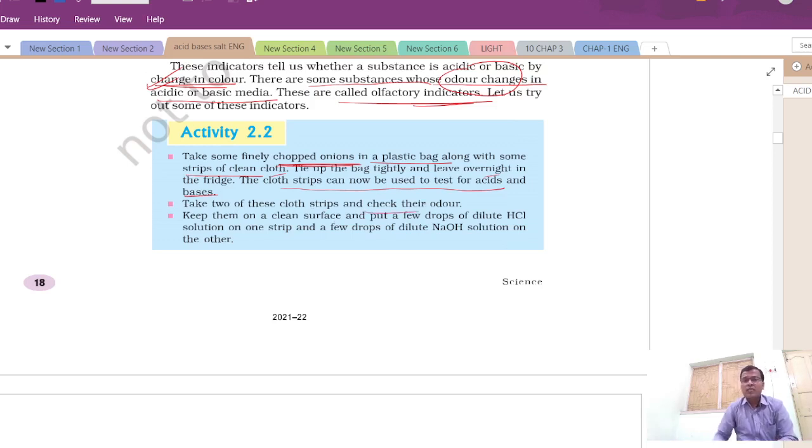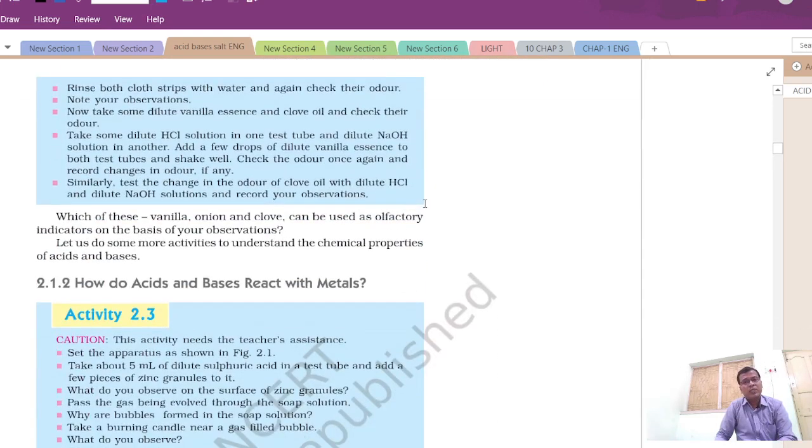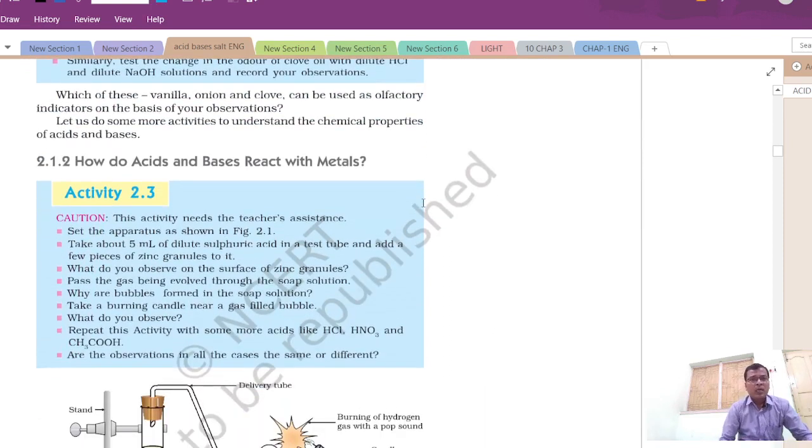Therefore, chopped onion is used as an olfactory indicator. Sometimes vanilla, onion and clove are olfactory indicators. Okay. You may be given an option asking which of the following is an olfactory indicator. So you will choose vanilla, onion and clove. Clove oil actually is the olfactory indicator. So move ahead.